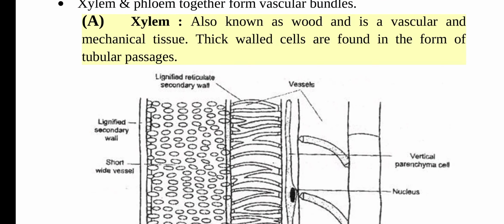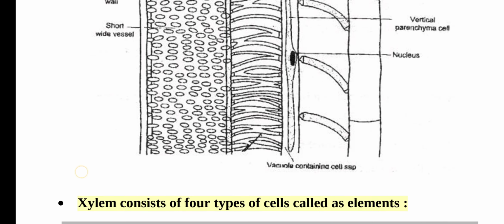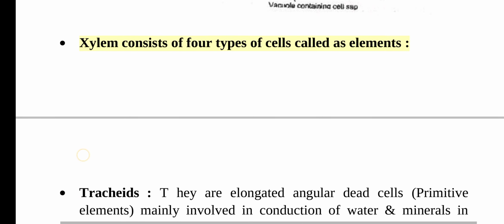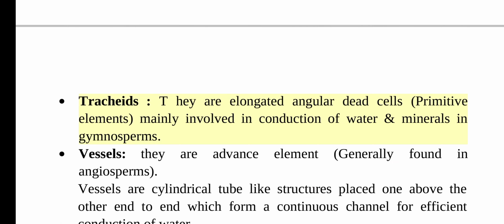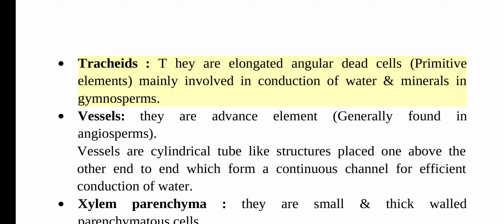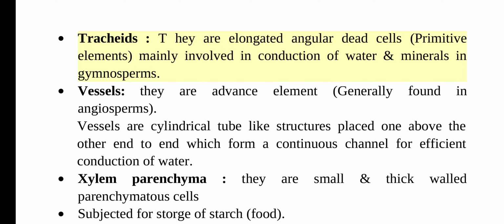A. Xylem, also known as wood, is a vascular and mechanical tissue. Thick-walled cells are found in the form of tubular passages. Xylem consists of four types of cells called elements. Tracheids are elongated angular dead cells, primitive elements mainly involved in conduction of water and minerals in gymnosperms.